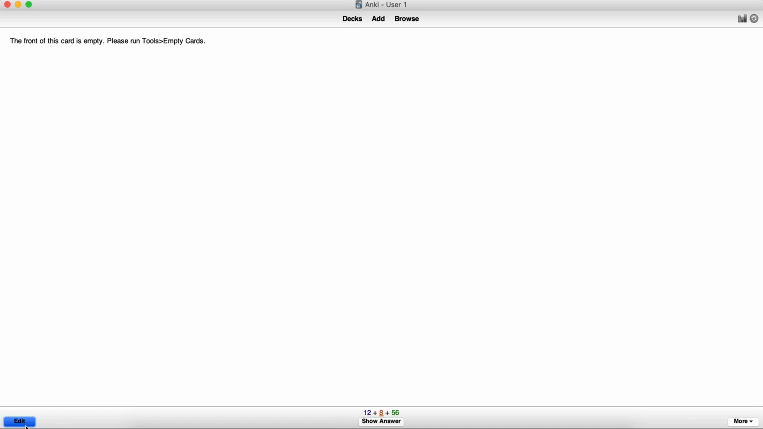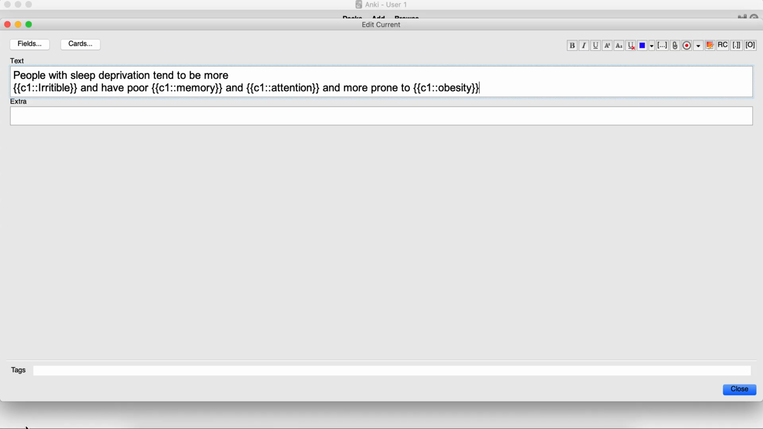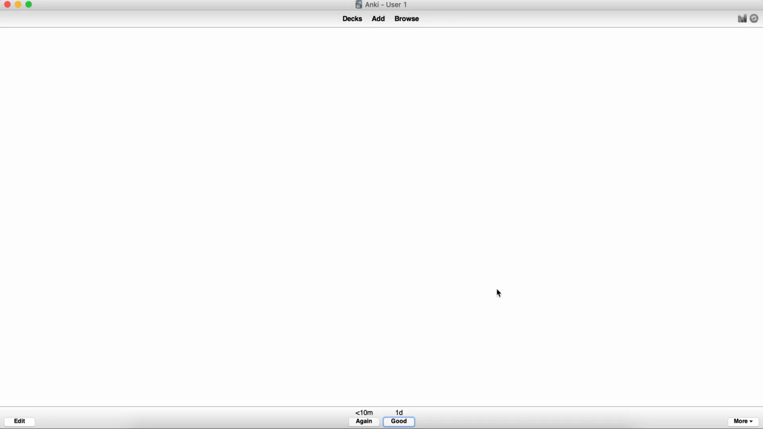People with sleep deprivation tend to be more irritable, have poor memory and attention, and are more prone to obesity. What is vigilance attention? It's basically the priming to allow for faster response to stimulus.